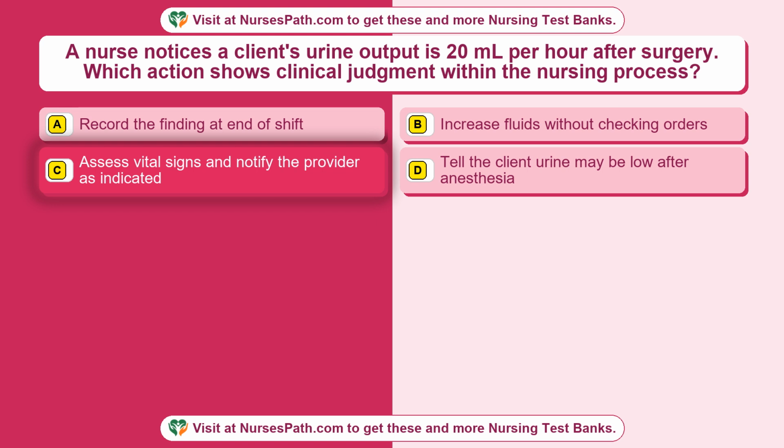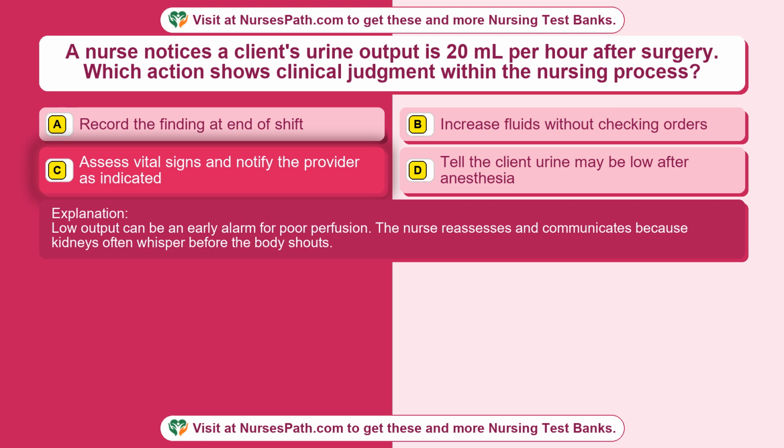The correct answer is option C, assess vital signs and notify the provider as indicated. Low output can be an early alarm for poor perfusion. The nurse reassesses and communicates because kidneys often whisper before the body shouts.